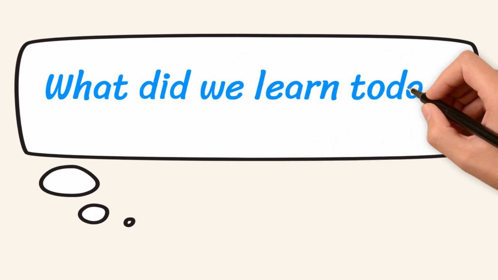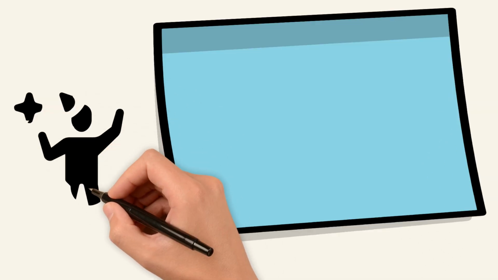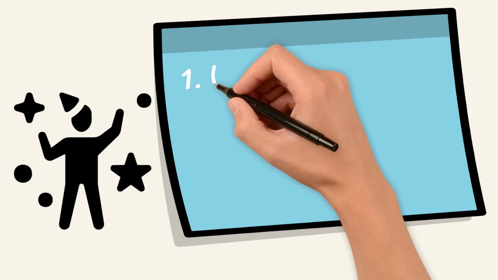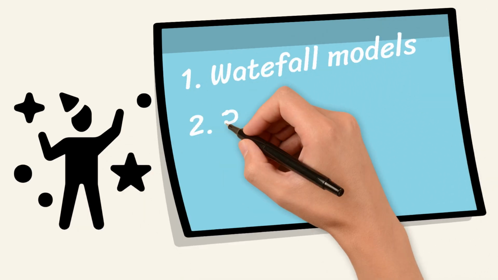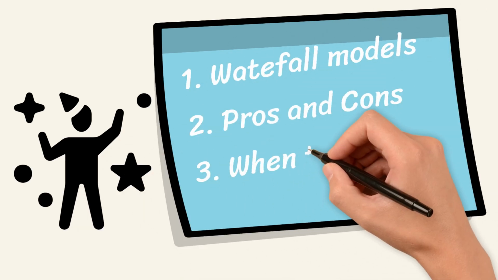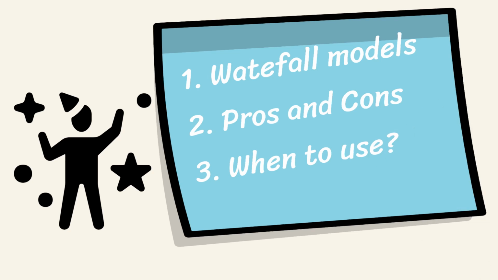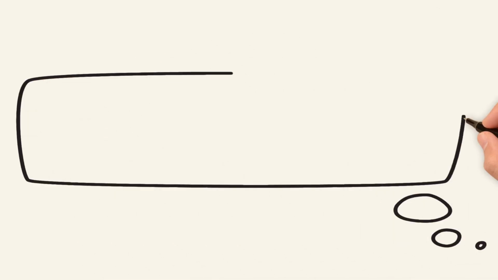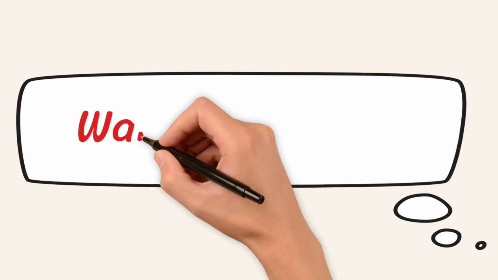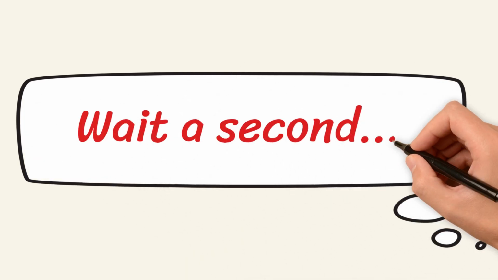Okay, what did we learn today? First up, we learned what waterfall models are. We learned about their linear, step by step nature. We also talked about their pros and cons. And also, we discussed when to use waterfall on what projects, what constraints to consider, and when to avoid using waterfall models.